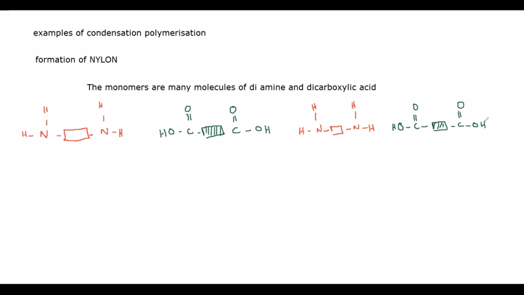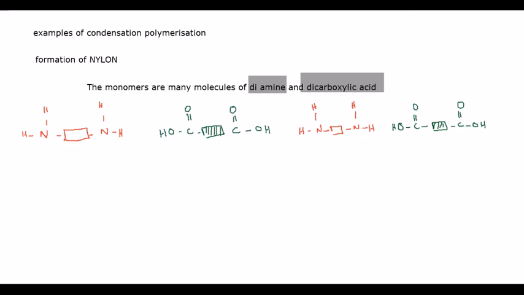Is it clear till now? The structure of the monomers. This one is diamine. So one molecule is diamine. Di means two, and amine means NH. And the other one is dicarboxylic acid. These are the monomers. But how will they form a polymer?